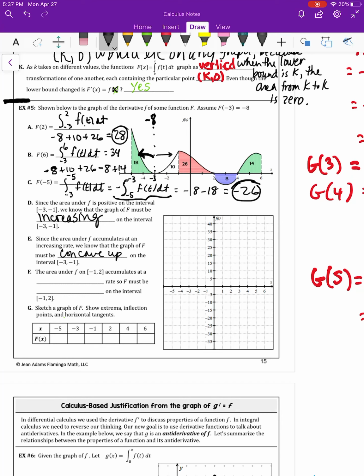And then the area under f on negative 1 to 2 accumulates. So let's look at negative 1 to 2. It accumulates at a blank rate, so F must be blank on that interval. It's accumulating at a decreasing rate, so it must be concave down on that interval.